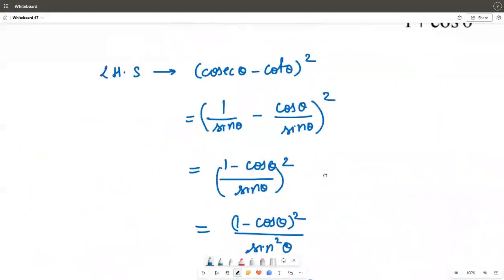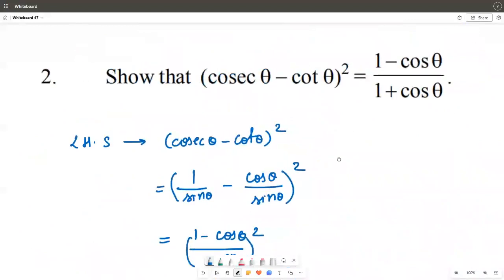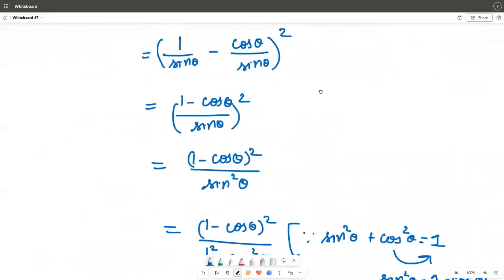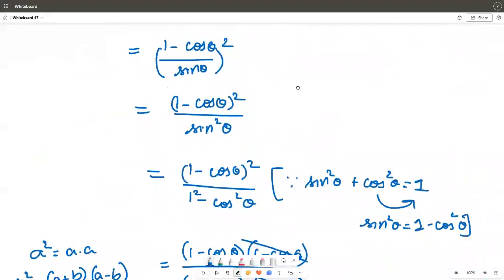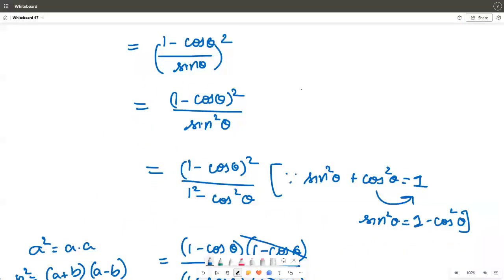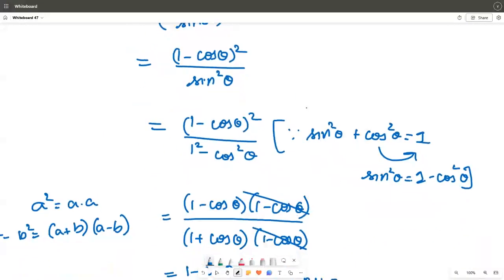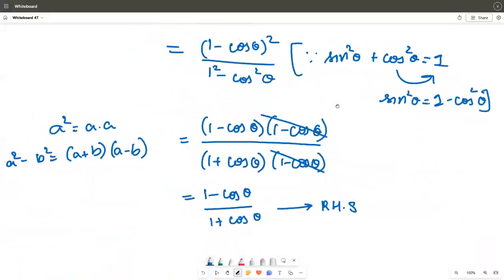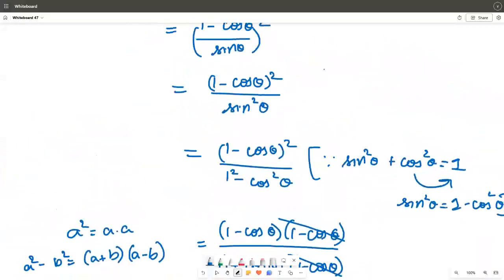So we took the LHS, which is (cosecant theta minus cot theta) whole square. I have replaced them with the sine and cos equivalents. Cosecant theta is 1 by sine theta, and cot theta is cos theta by sine theta. So I took the LCM. I have taken the squares on both numerator and denominator. I have divided them individually and calculated them out in the last step.